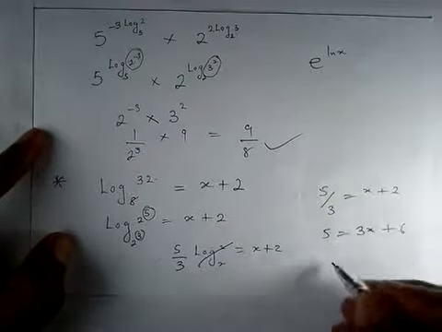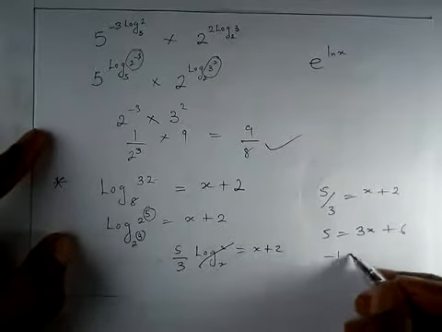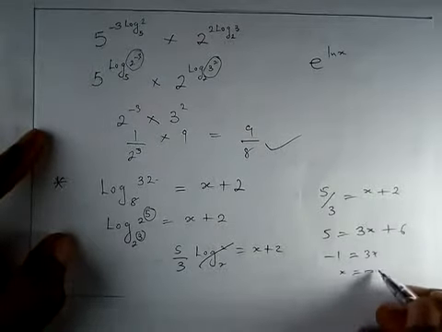3x plus 6, take this over, it goes to minus 1 is equal to 3x, so x is minus 1 over 3. Okay.